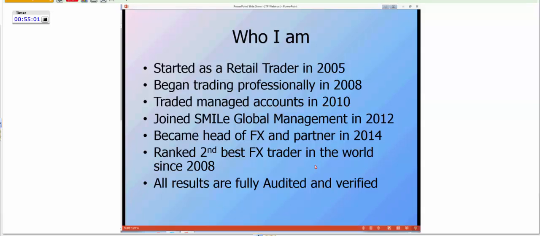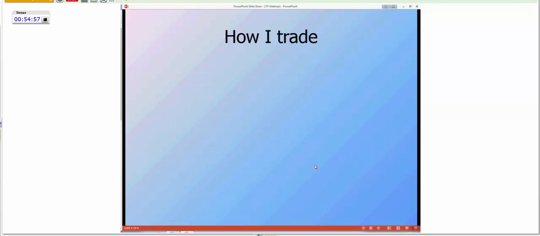So that brings us to the next section. So that's me. That gives you a good understanding. So that brings us to the next section of how I trade.